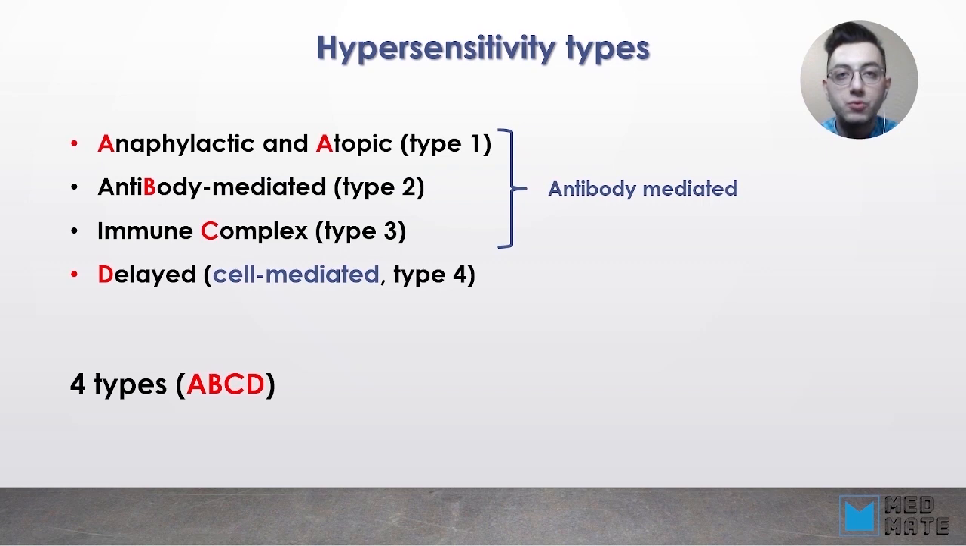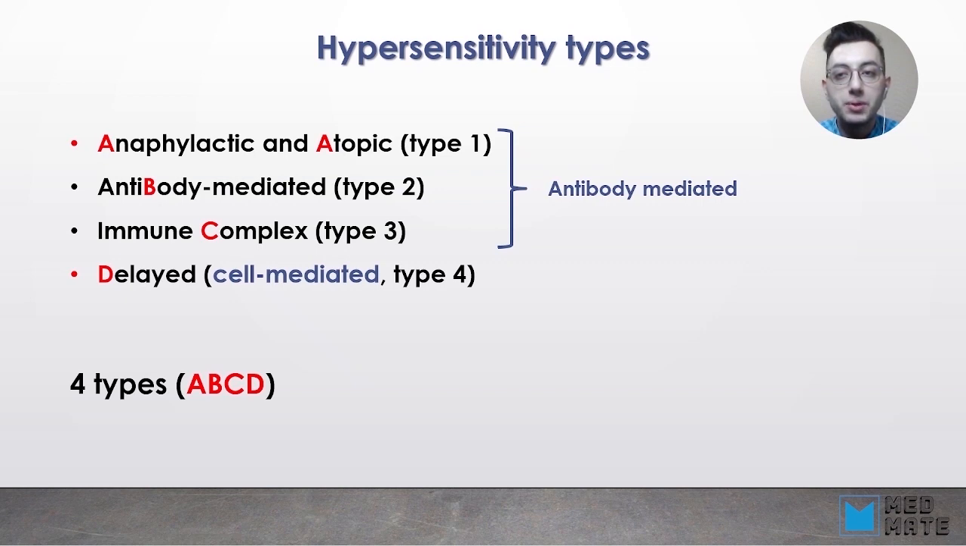We generally have 4 types of hypersensitivity. The first is type 1, the anaphylactic type. The second is antibody-mediated, type 2 hypersensitivity. Third is immune complex hypersensitivity, type 3, and the last one is delayed hypersensitivity, or cell-mediated type 4 hypersensitivity. Types 1, 2, and 3 are all antibody-mediated, but type 4 is the only hypersensitivity that is cell-mediated.